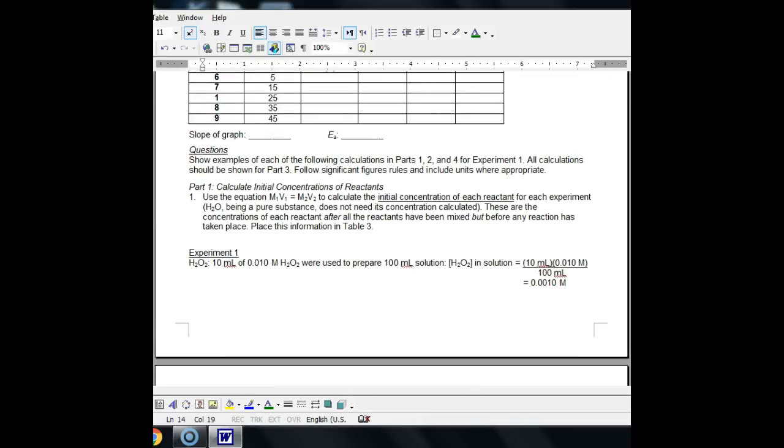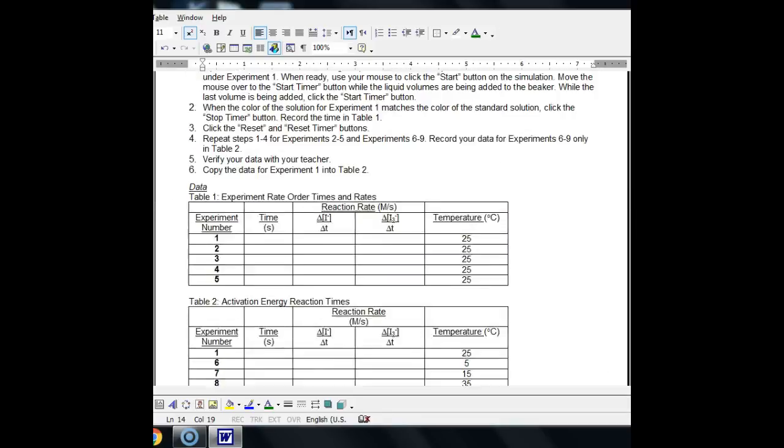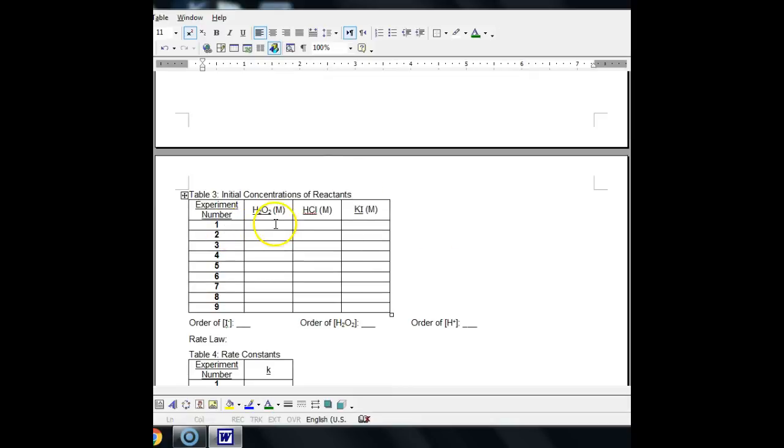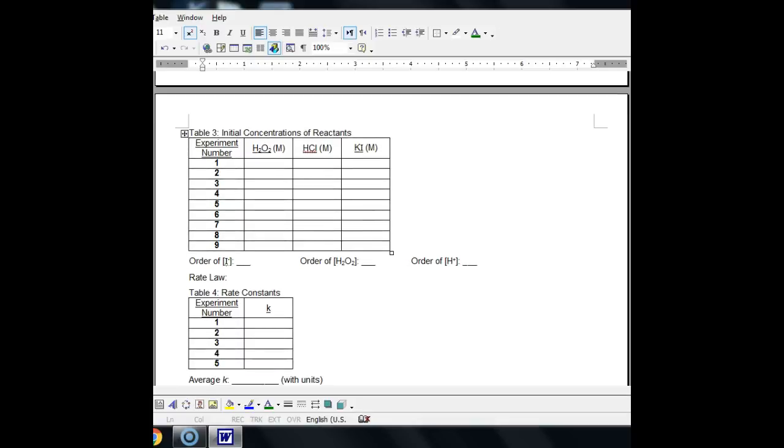So if I go back to that question, we used 10 mL of 0.01 molar hydrogen peroxide to prepare the 100 mL solution. So the new concentration of hydrogen peroxide before the reactants start to combine together would account for M1V1, the concentration times the volume, divided by the new volume V2, and that would give us our M2, 0.001. So anytime hydrogen peroxide has a volume of 10 mL, over here in our table 3, we would put 0.0010 molar for the H2O2 concentration. So you're going to go through and do that for H2O2, HCl, and KI, which is going to serve as our source of I minus.